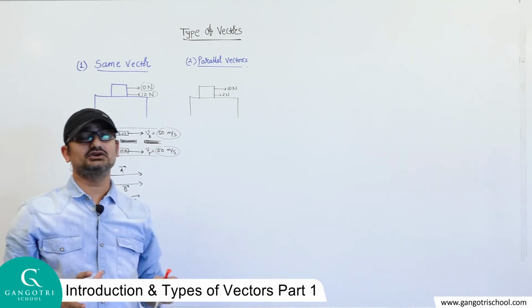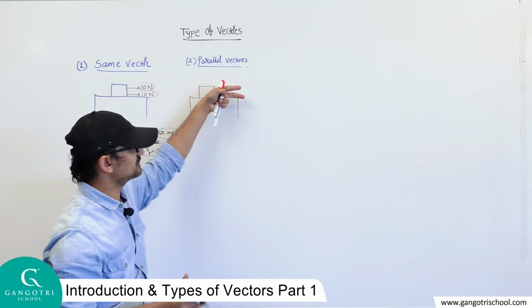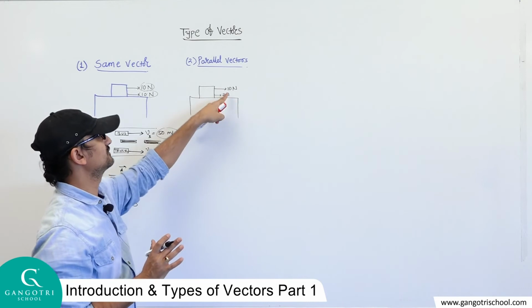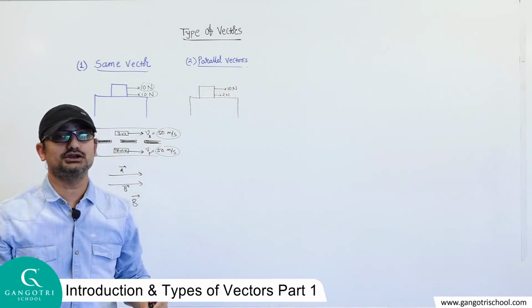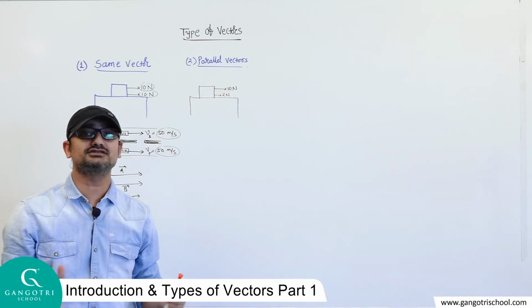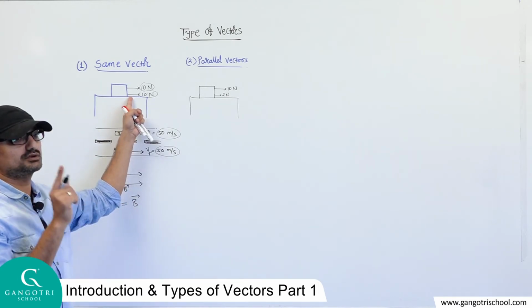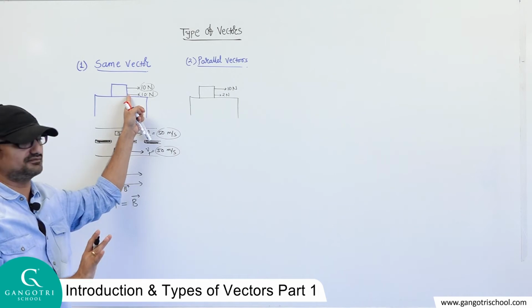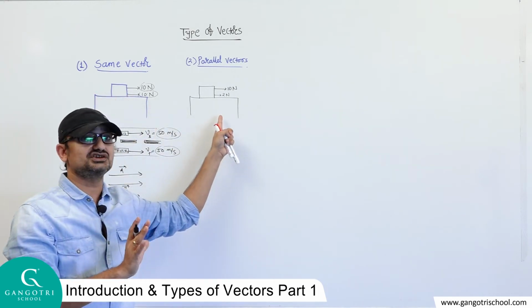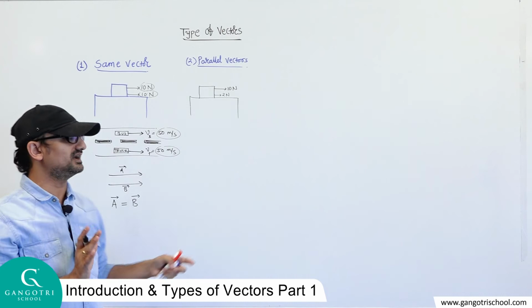Direction must be equal. Magnitude wise, whether they are equal or not equal, it doesn't make any difference. So remember, if magnitude and direction both are equal, then they are known as a same vector. If only directions are equal, then they are known as parallel vectors.